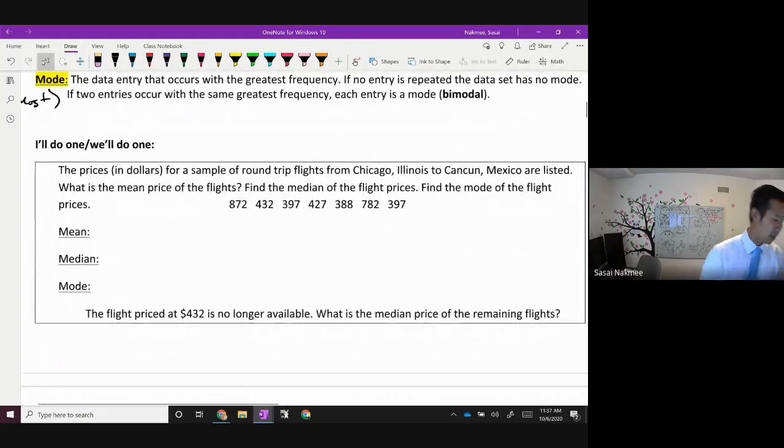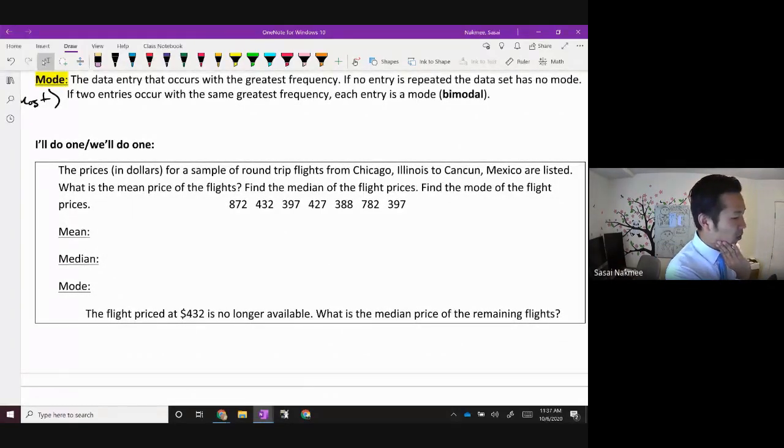All right, so let's look here. Right here we have the prices in dollars for a sample. That's the key word here. We're not dealing with a population. We're dealing with a sample, right? Of round trip flights from Chicago to Cancun.